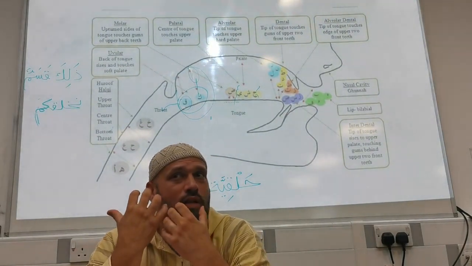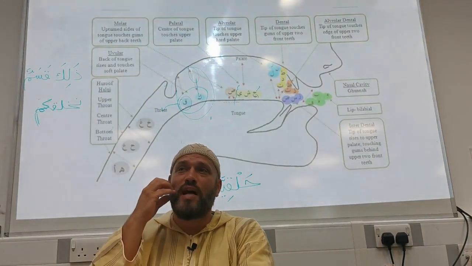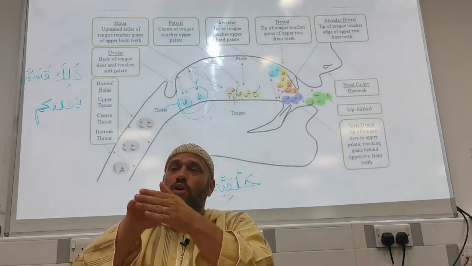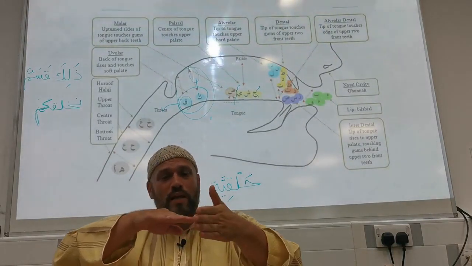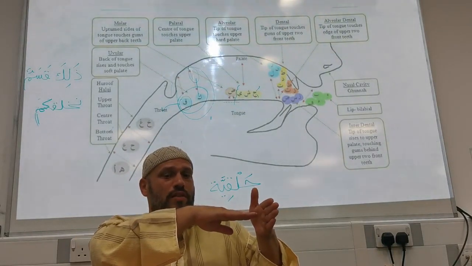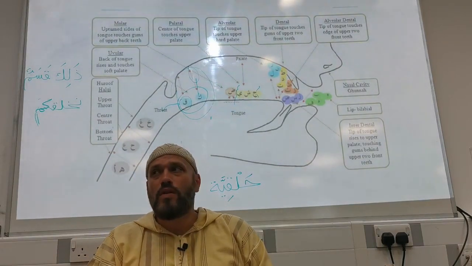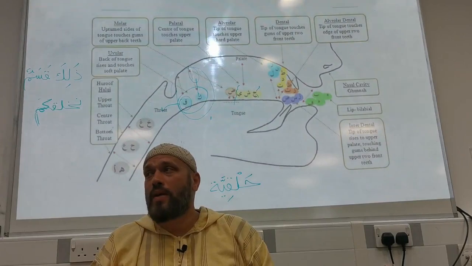That is where you're going to put the side of your tongue. And then you are not going to touch anything with the tip of your tongue. There should be a space between your front teeth and the tip of your tongue. Okay? Dhaad. This is the letter where the majority of people make a mistake.